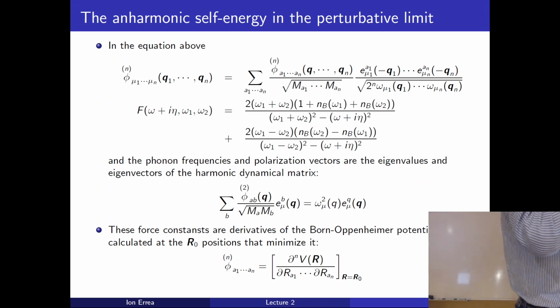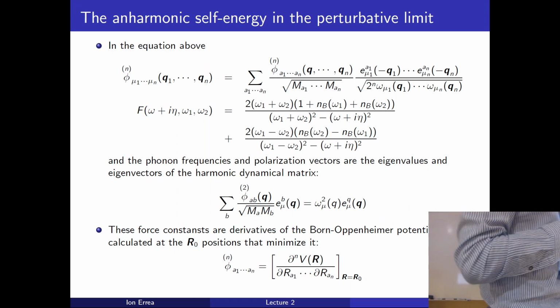Here we have polarization vectors, which are those that diagonalize this equation that Francesco introduced in his previous lecture. Here we have the second-order force constant, second derivatives of the Born-Oppenheimer potential calculated at the equilibrium position, divided by the square root of the masses. These are the polarization vectors, and here we have our harmonic quantum frequencies.